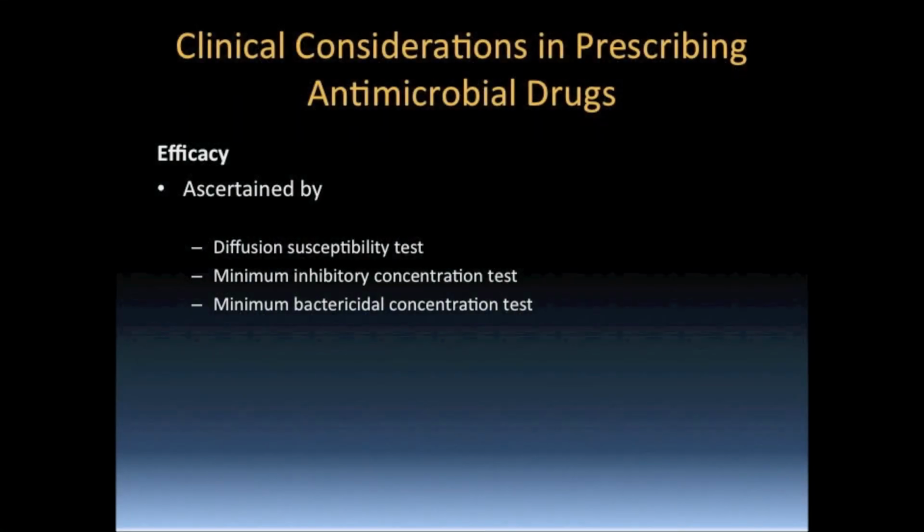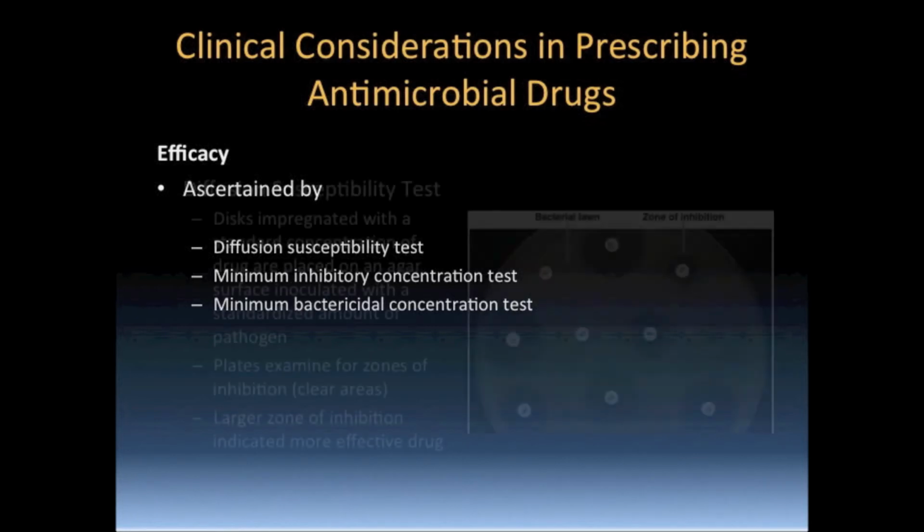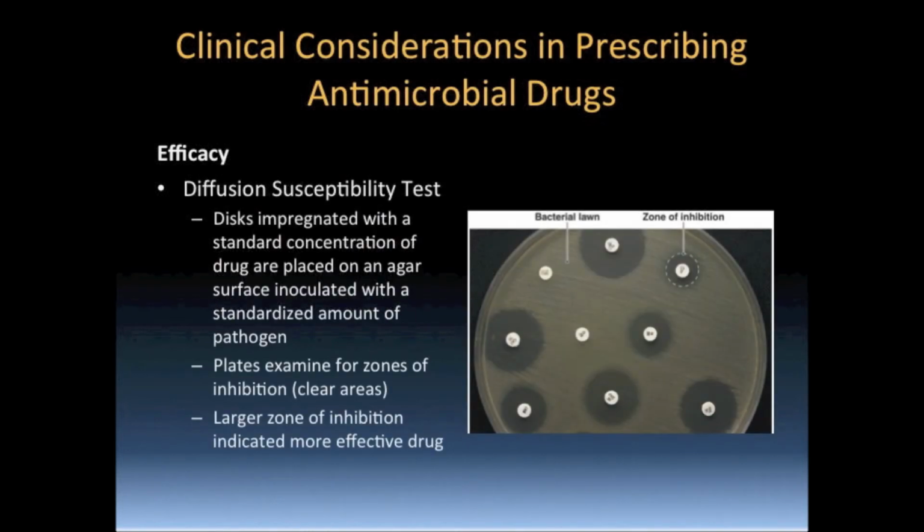The efficacy of an antimicrobial may be assessed using a variety of tests, including the diffusion susceptibility test, the minimum inhibitory concentration test, and the minimum bactericidal test. The diffusion susceptibility test is also known as the Kirby-Bauer test.